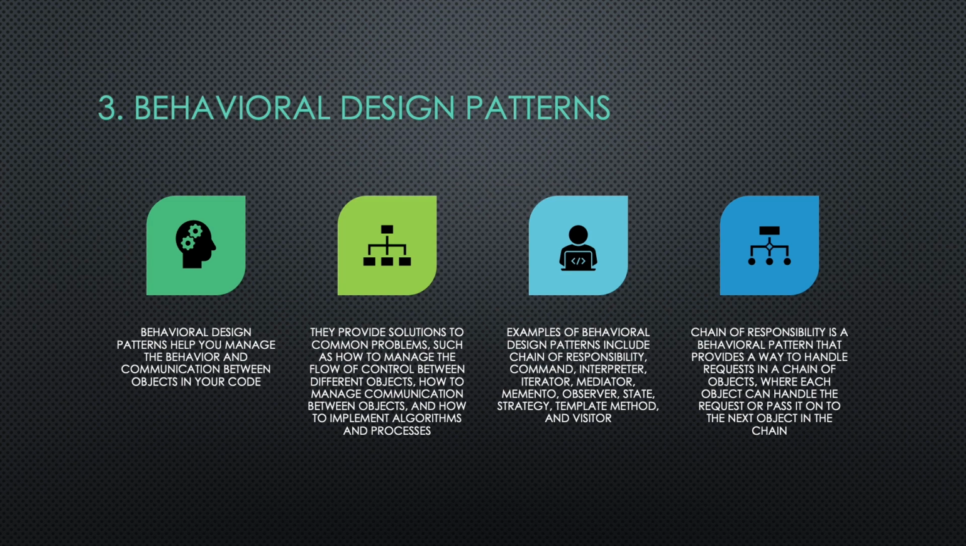Chain of responsibility is a behavioral pattern that provides a way to handle requests in a chain of objects, where each object can handle the request or pass it on to the next object in the chain. This can be useful for creating flexible and extensible code that can handle requests in a variety of ways.